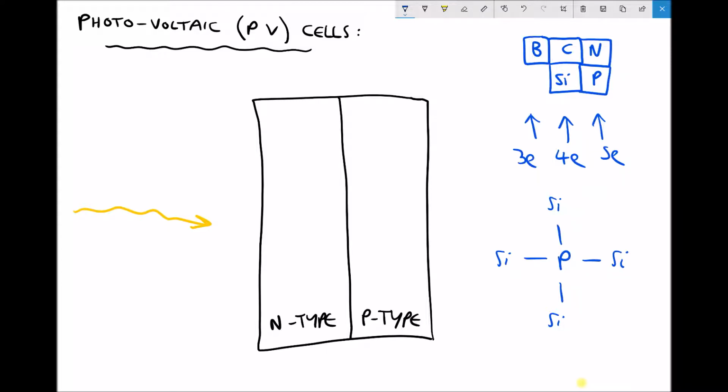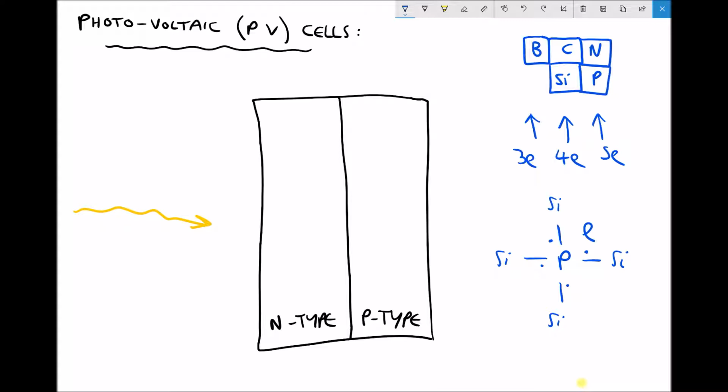We see our phosphorus in the centre and it's forming 4 covalent bonds, but recall that phosphorus had 5 electrons to begin with, so it's going to supply 1 to this pair, 1 to this pair, one to this pair and one to this pair, but it's going to have one electron left over. Now that free electron is going to be free to roam anywhere in the lattice of that material.